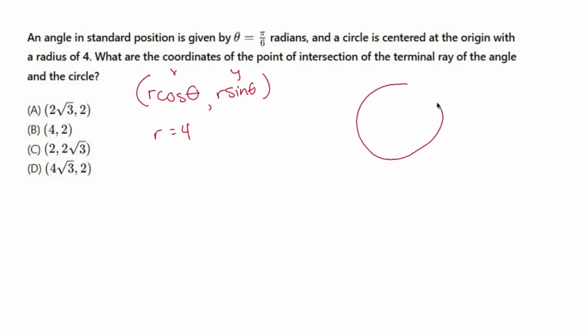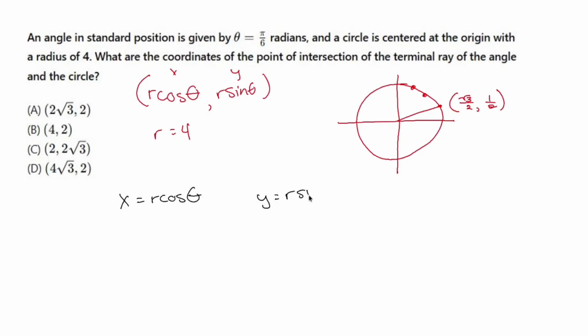So I look at my unit circle. Pi over 6, keep in mind, is going to be in quadrant 1, and pi over 6 is that first dot. That first dot is going to be the point root 3 over 2, 1/2. I care about both of these. So if I want to find my x value, x equals r cos theta, and y is going to equal r sine theta. So let's focus on x first.